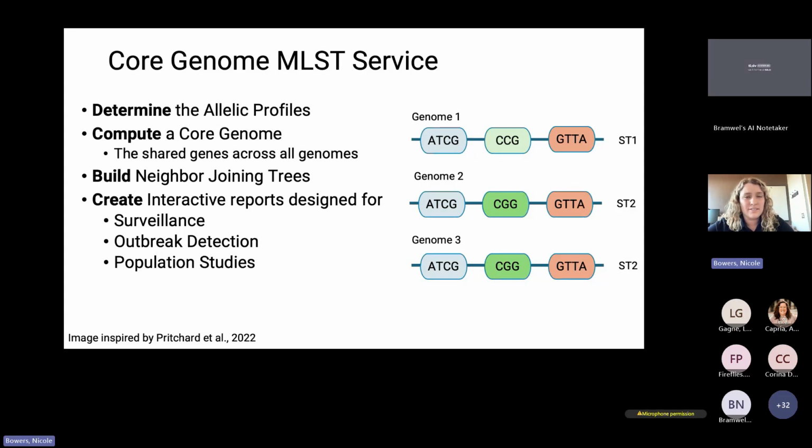When you run the service, you get much more than just this information. You get an allelic profile, a core genome, neighbor joining trees, and an interactive report, which we'll walk through together.